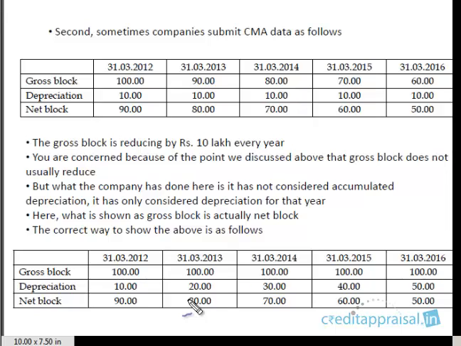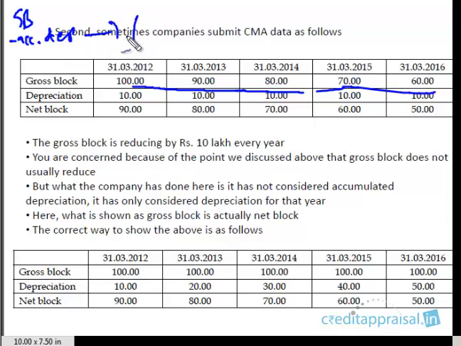The other point as a banker which you need to remember is sometimes companies submit CMA data like this. Gross block will keep on decreasing. Just now we discussed gross block should not decrease. But what the company has done here is, they have taken depreciation instead of accumulated depreciation. So actually we should take gross block minus accumulated depreciation.